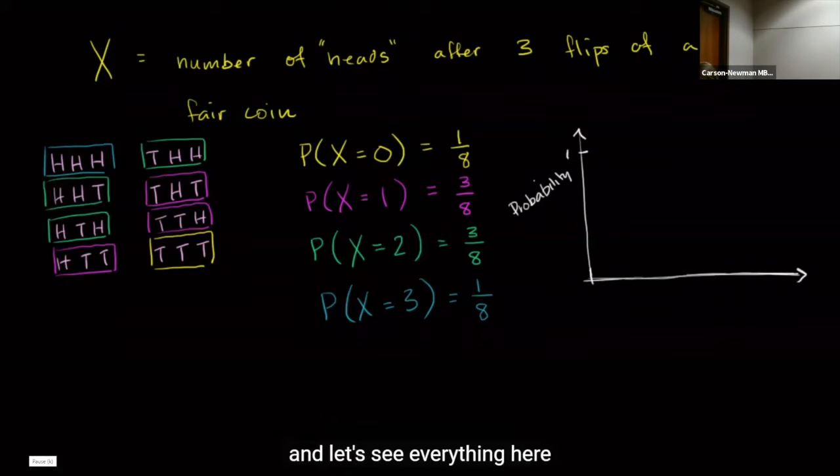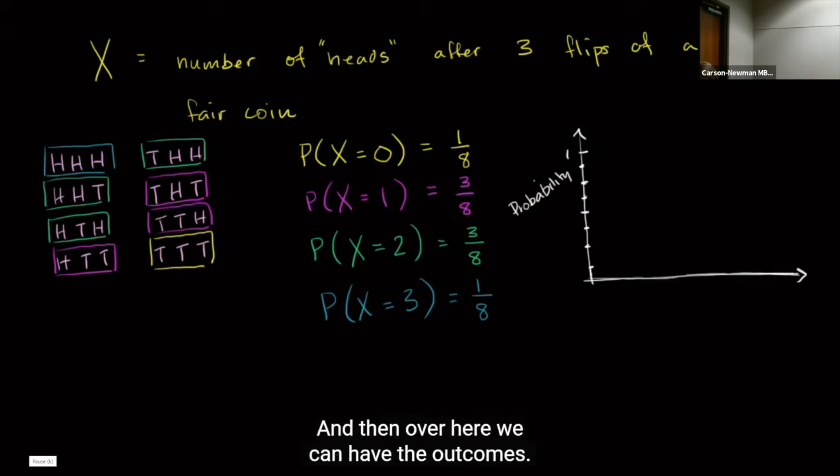And let's see, everything here looks like it's in eighths. So let's put everything in terms of eighths. So that's half. This is a fourth. That's a fourth. That's not quite a fourth. This is a fourth right over here. And then we can do it in terms of eighths. So that's a pretty good rough approximation. And then over here, we could have the outcomes.